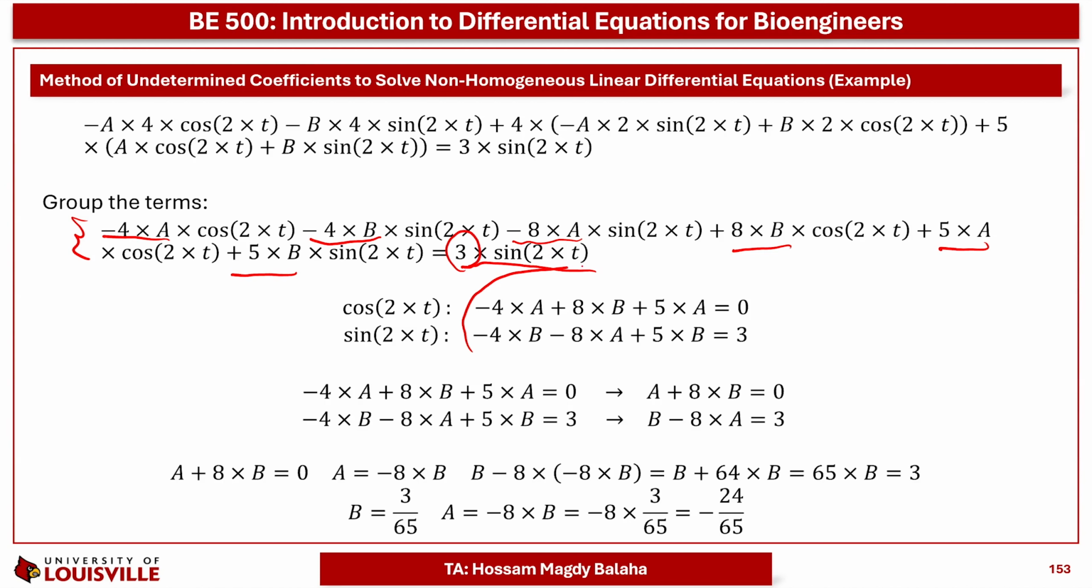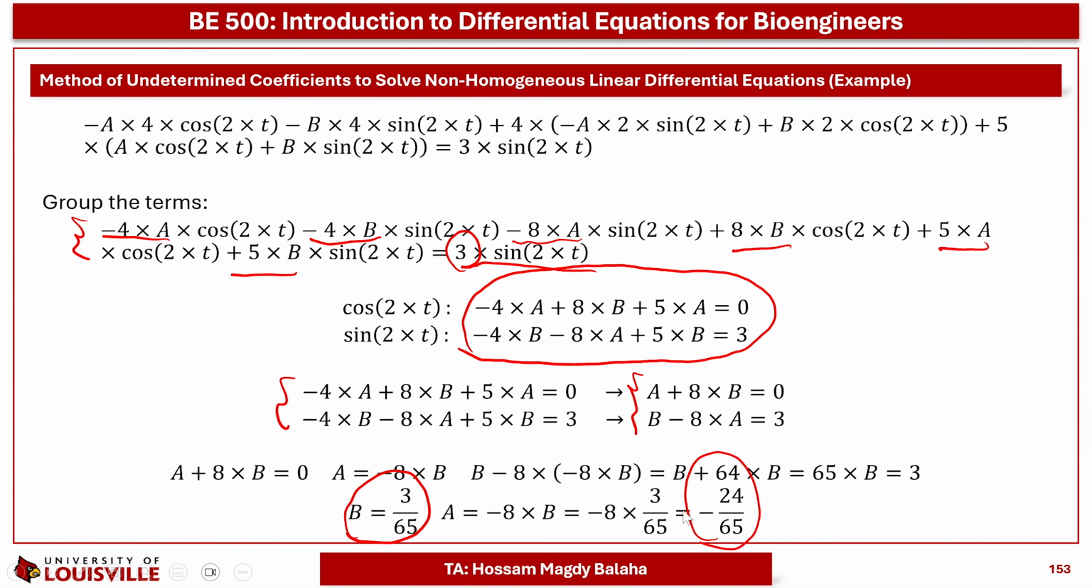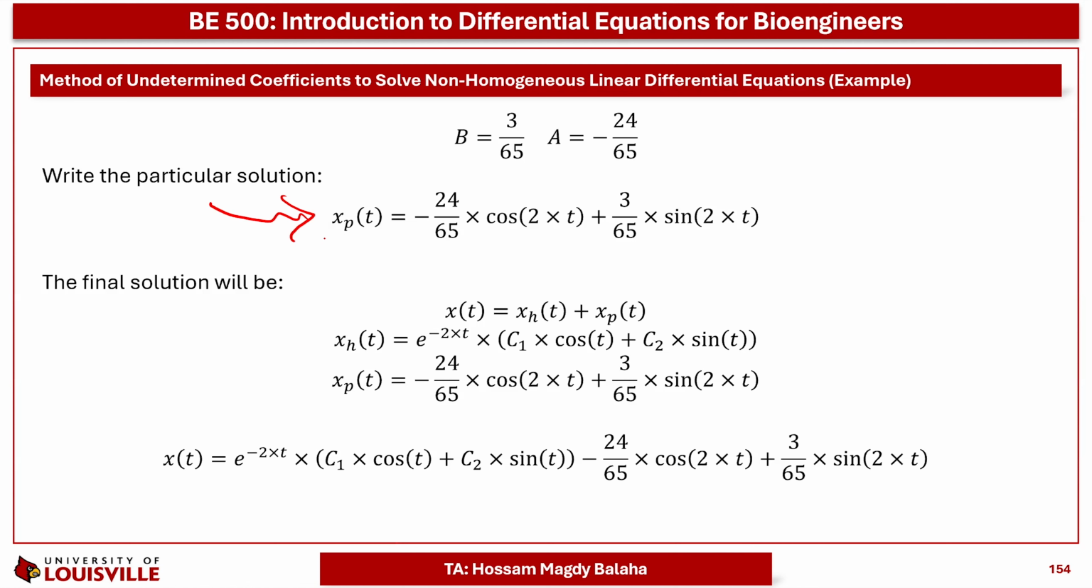Now use these two equations to find the values for a and b. Simplify, you will retrieve that a plus 8b equals 0 and b minus 8a equals 3. Solve both of them together. You will get that b equals 3 over 65 and a equals negative 24 over 65. Using the values for a and b, substitute in the particular solution and write it like that.